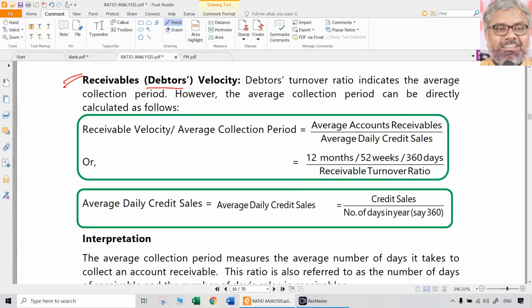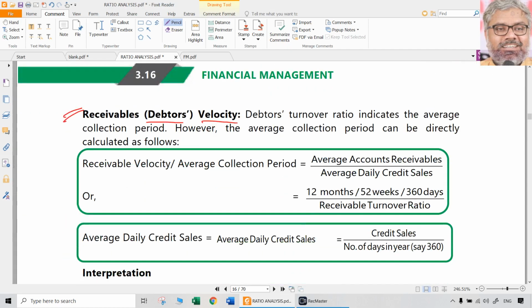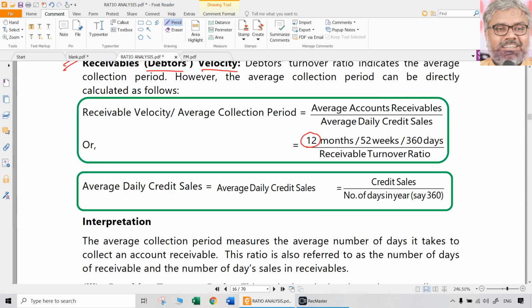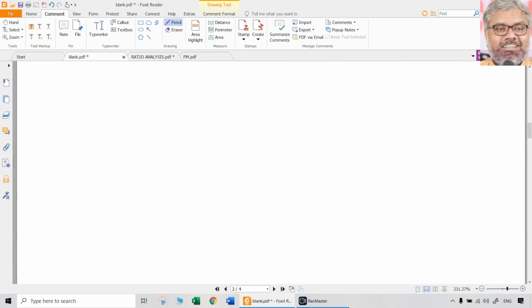Now we have another word that is called debtors velocity. Means how quickly you are able to collect the money from debtors. This can be easily computed by taking either 12 if you are calculating on the basis of months, 52 if you are calculating number of weeks, 360 or 365 if you are calculating number of days. In general, say 360 divided by debtors turnover ratio will give us debtors velocity. It gives what? Number of days. Means within how many number of days you are able to collect money from your debtors on an average.